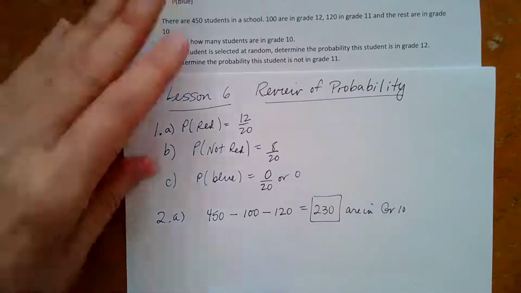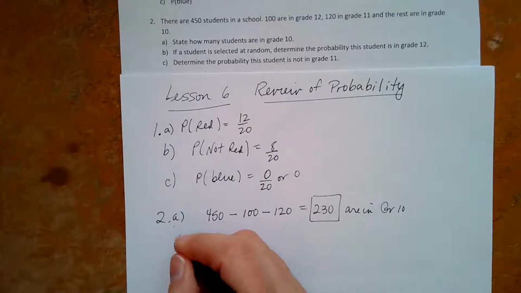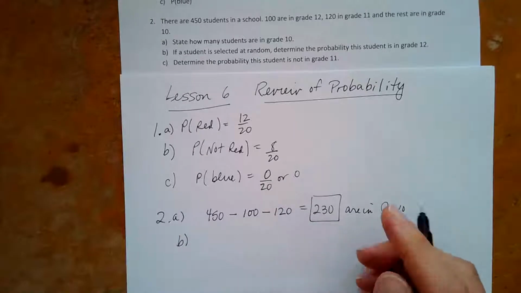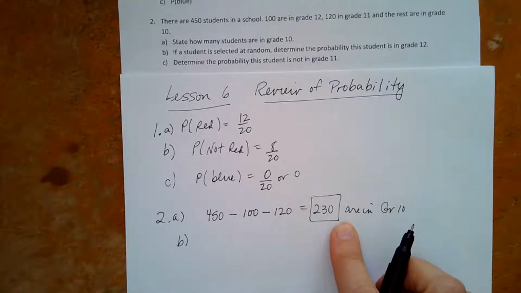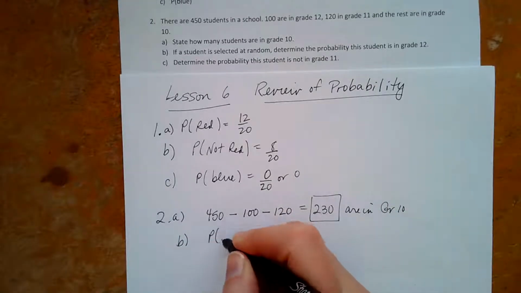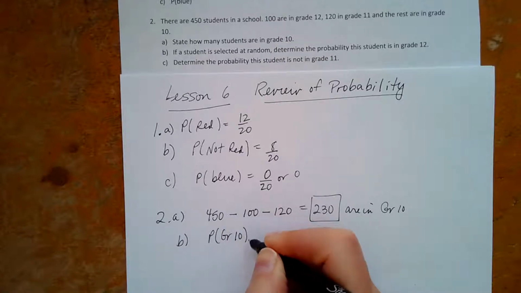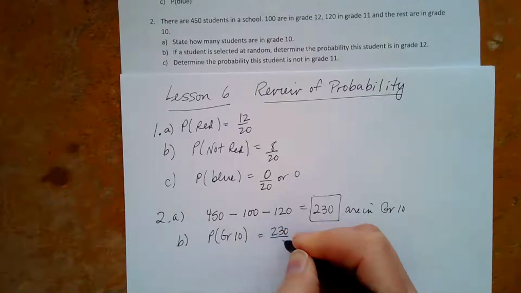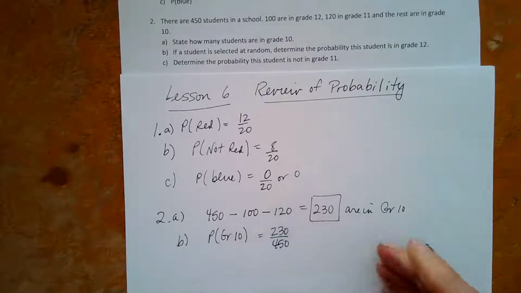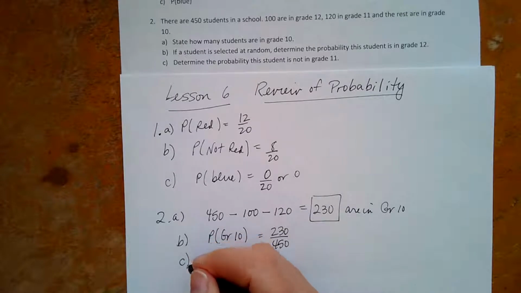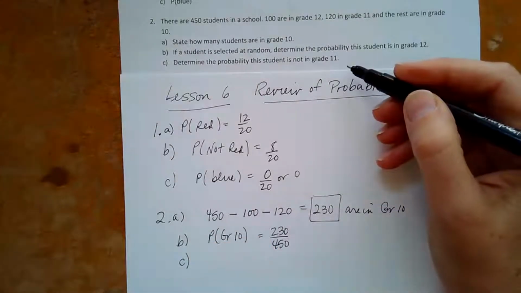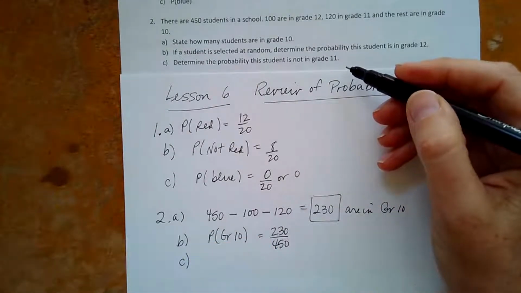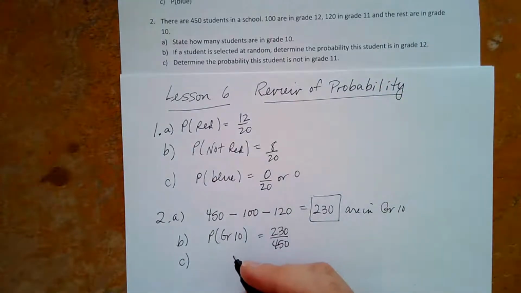All right. If a student is selected at random, find the probability they're in grade 10. This is just the number of students in grade 10 over the total number of students. Next, determine the probability the student is not in grade 11. So the probability of not in grade 11.